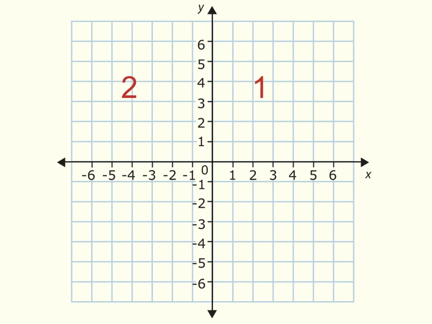Going counterclockwise, this is quadrant 2. It's where your y values are positive, but now your x values are negative. Continuing counterclockwise, this quadrant down in the bottom left-hand corner is quadrant 3. It's where both your x values and your y values are negative. Finally, the bottom right-hand corner is quadrant 4, and this is where your x values are positive and your y values are negative.